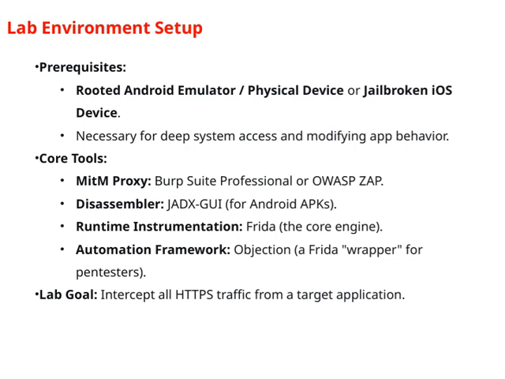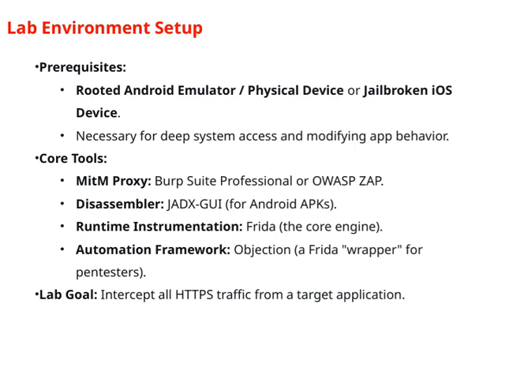Next, we'll be using some core tools. One of these is a MITM proxy, like Burp Suite Professional or OWASP ZAP, which allows us to intercept and analyze network traffic between the app and its servers. For disassembling Android APKs, JADX-GUI is our go-to tool. It helps us understand the app's inner workings. On the runtime side, Frida is fundamental. It's our core engine for instrumentation, enabling us to hook into live processes and manipulate them on the fly. Complementing that, Objection acts as a wrapper around Frida, making it easier for pen testers to automate and streamline our tasks.